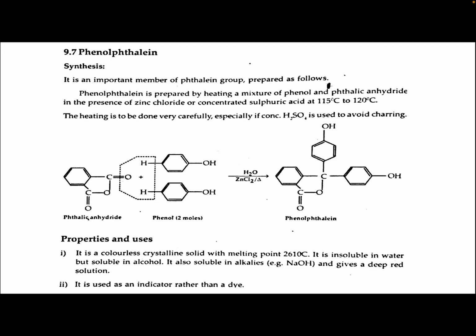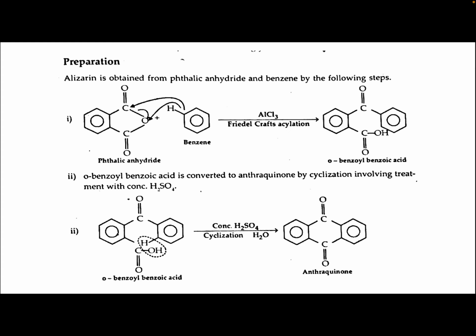Properties and uses: it is a colorless crystalline solid with melting point 261 degrees centigrade. It is insoluble in water but soluble in alcohol. It is also soluble in alkalis, for example NaOH, and gives a deep red solution. It is used as an indicator rather than a dye.